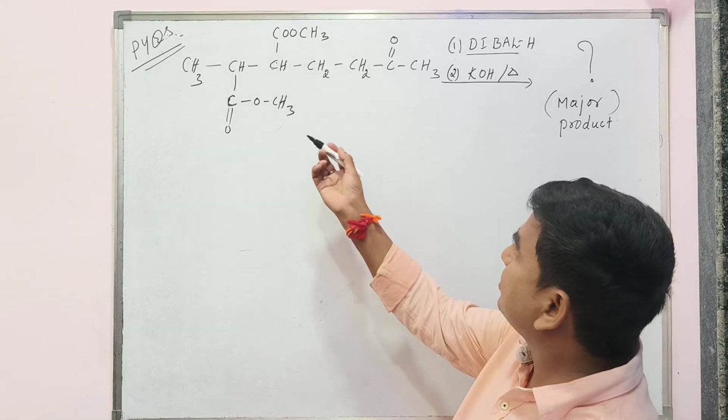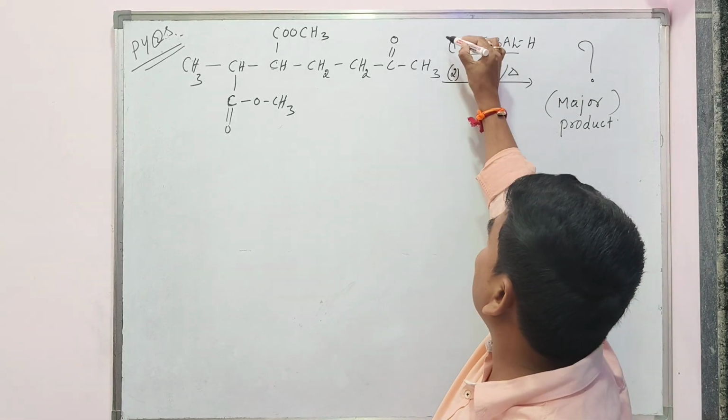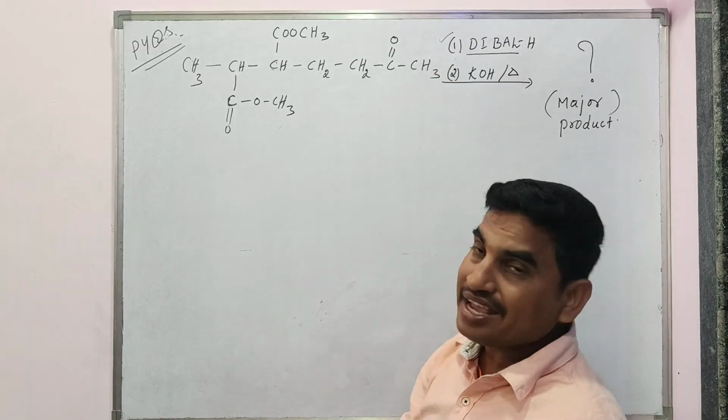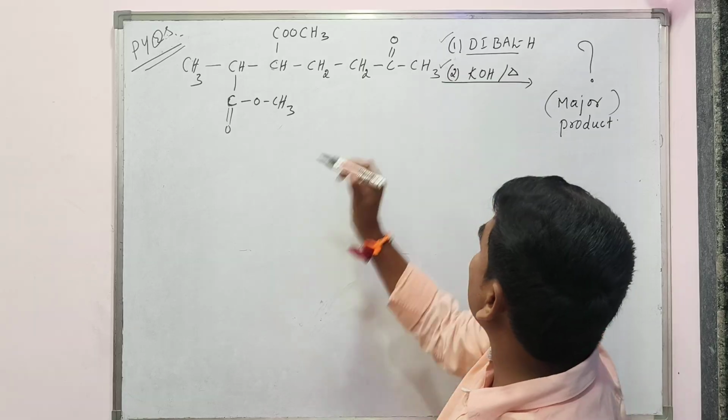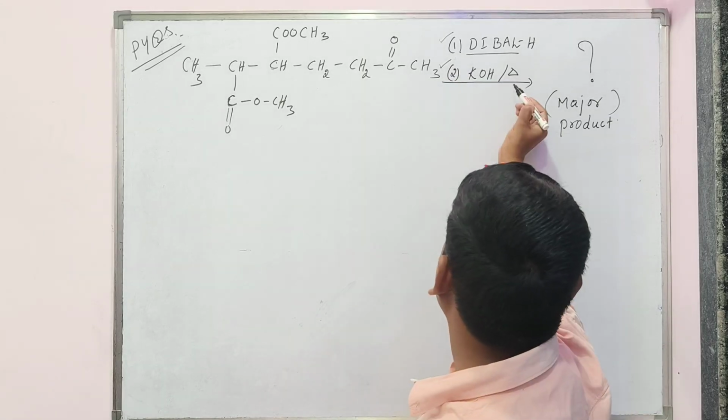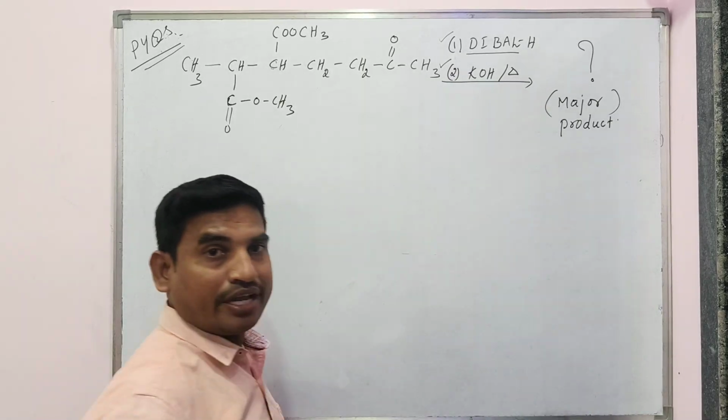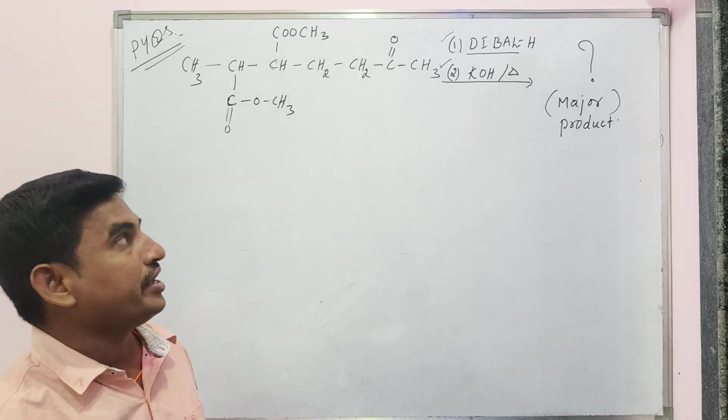Here I took one reaction. Two reagents are there. One is diisobutyl aluminum hydride, a reducing agent, and the other is potassium hydroxide base followed by heating. Anyone can expect this. So what are the first reactions?